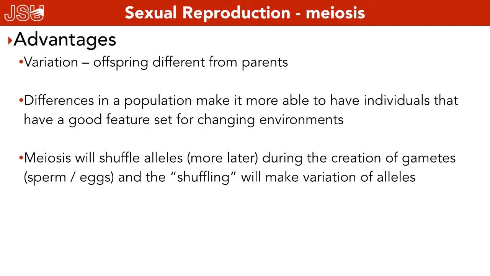So what are some advantages to sexual reproduction? Well, one advantage is that we have variation from our parents. We're going to be a mix. We have strengths and weaknesses from our mother and from our father. When changes happen in the environment, that strength or weakness may be beneficial to us. Honestly, it also might be harmful to us. But the point is we have variation.